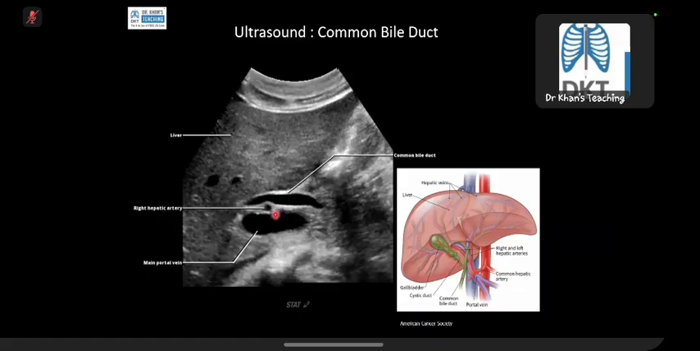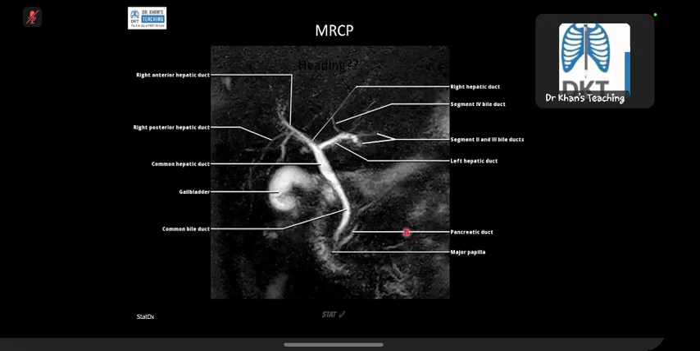This is the hepatic artery which goes in between. You remember, brothers and sisters. So this one goes through it, passes through these two. Hepatic artery. This is MRCP.